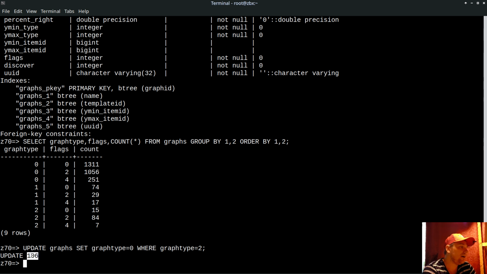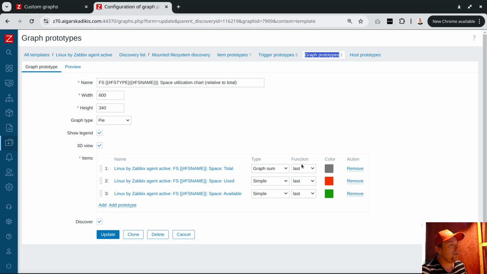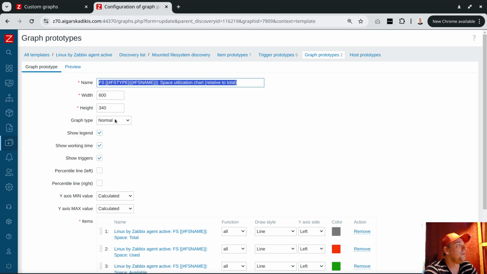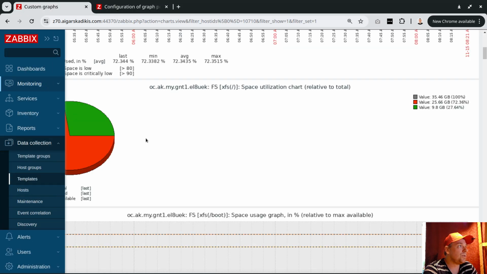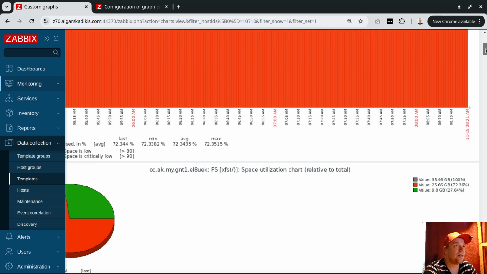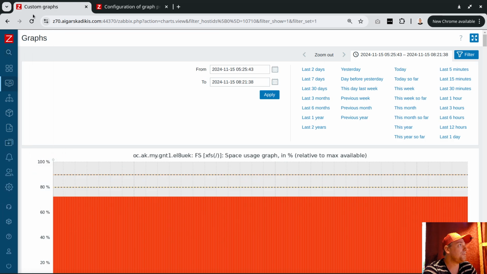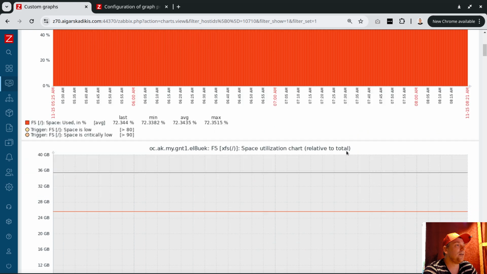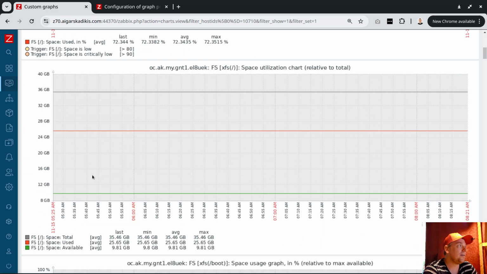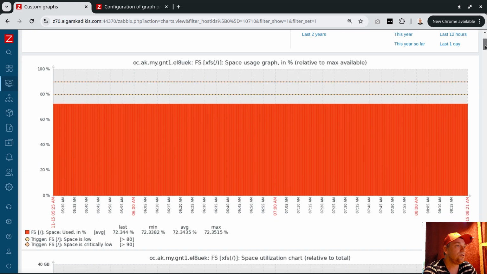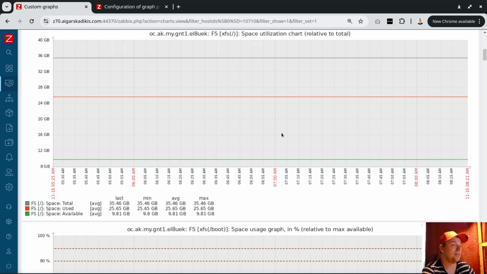It found 106 pies, and now there are 0 pies in my instance. If I refresh this page and visit this thing again, it's not a pie anymore. If I visit this page, which I didn't like before, and just refresh the page, the pie is gone. Now instead of a pie I have normal lines, and if we zoom in, zoom out, it respects the time frame.